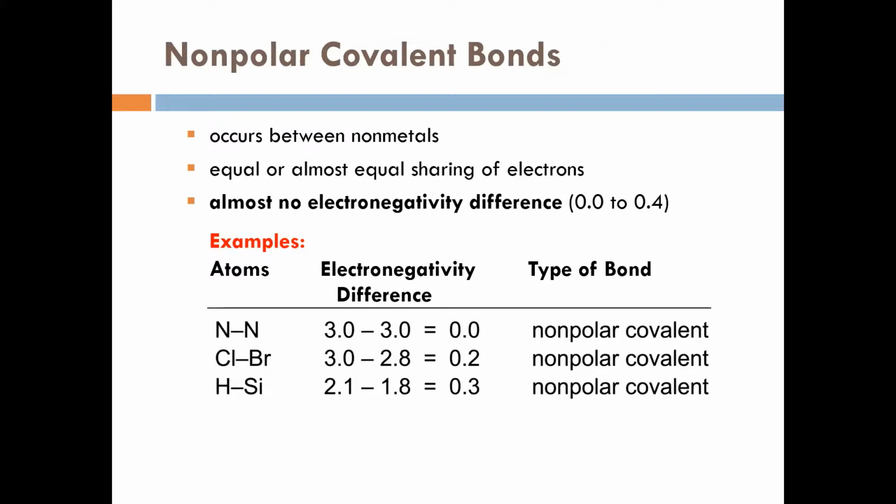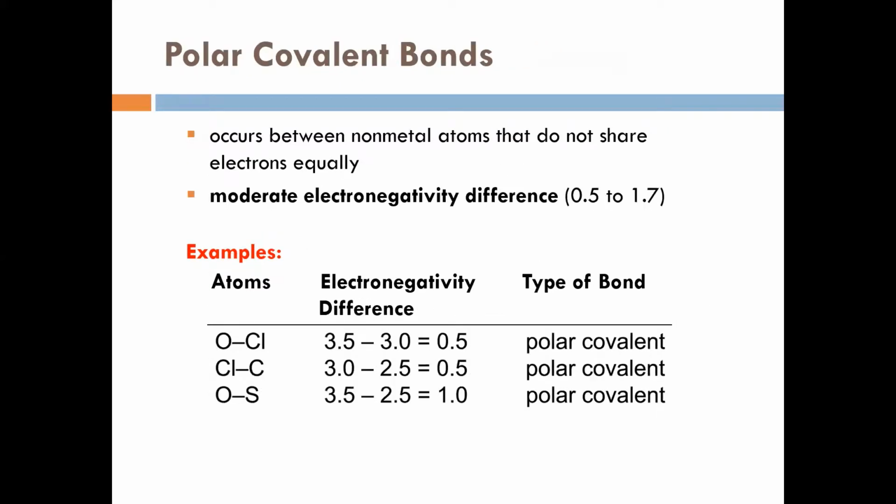Nonpolar covalent bonds occur between nonmetals only, because covalent bonds are only between nonmetals. This is the equal or almost equal sharing of electrons, and there is very little electronegativity difference. It ranges from 0 to 0.4. So here are examples of some atoms bonded to each other and their electronegativity difference. They result in what we call a nonpolar covalent bond, just an equal share of electrons.